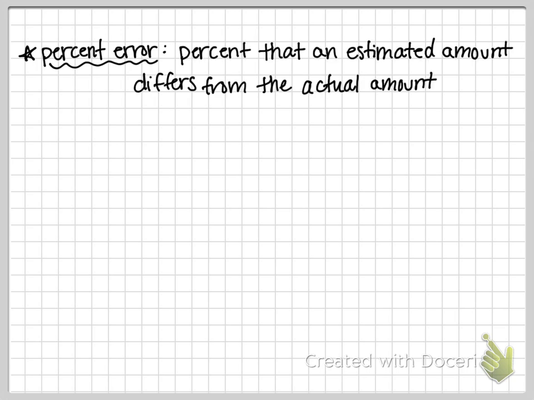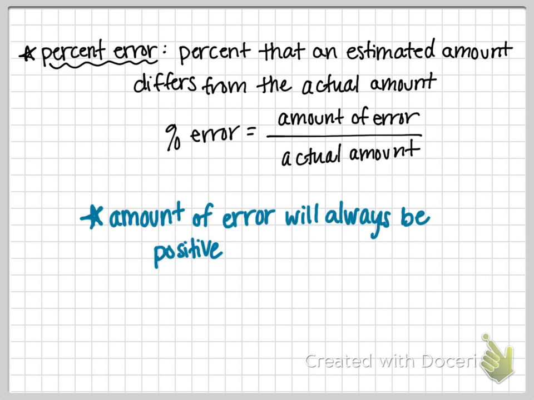All right, the last thing we need to talk about is percent error. And percent error is a percent that an estimated amount differs from the actual amount. So this is used in applications where you're trying to guess something, or you're making a judgment about how much of something you put in or took out versus how much there can be. So let's look at an example.